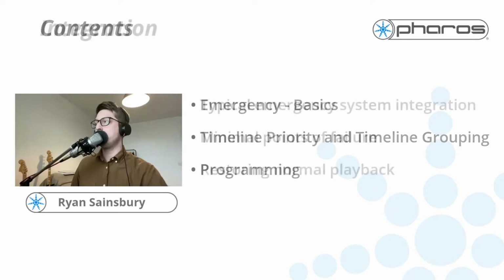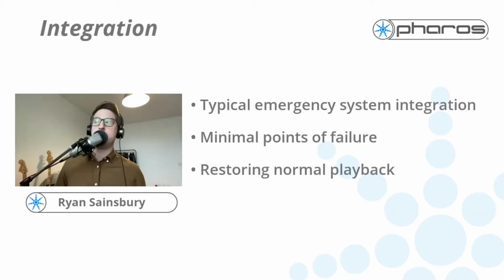So let's go ahead and look at the basics of integrating Pharos with an emergency system. First of all, I just want to state that we're not an emergency system manufacturer. You should always reach out to your emergency system manufacturer and find out the best way to integrate with their system. But typically speaking, the integration between an emergency system and Pharos is normally very, very simple. The typical types of integration that you'll see will be something as simple as a contact closure relay. That's just a circuit that's open and closed. Depending on the state of the circuit, it'll either set the alarm off or be there to reset it.